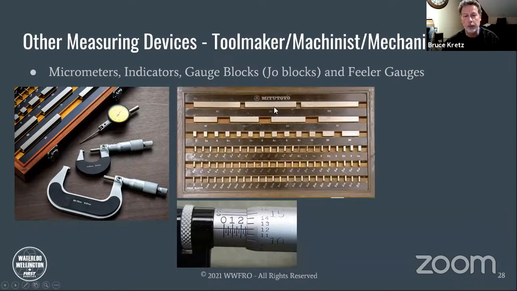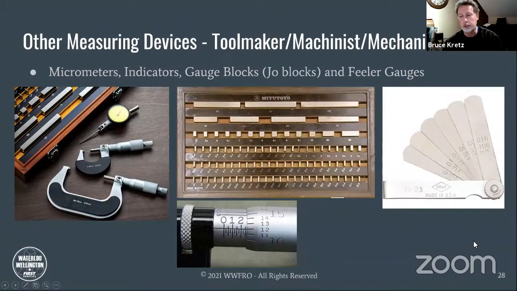Gauge blocks are made out of hardened steel. They will be ground to a very precise dimension, and you can see that there is a whole series of thicknesses of these blocks. The blocks can be pressed together to build a specific dimension, and then you can use those blocks to fit a part, whether it be a gap or a height or whatever you're doing. Typically used in precision manufacturing.